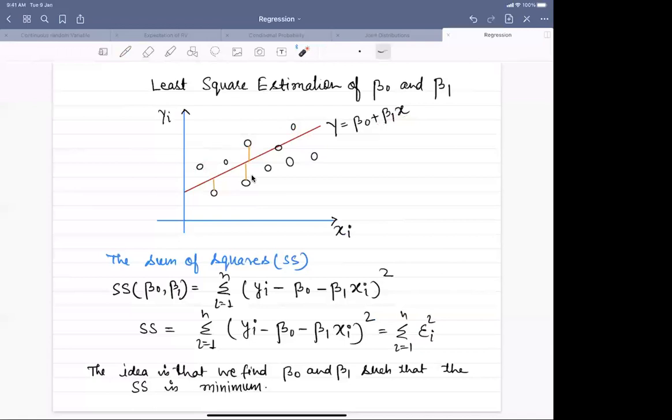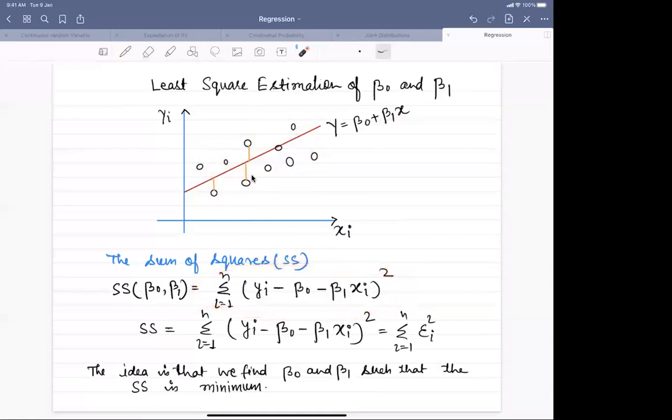What do we mean by this? The square of the vertical distance between the observation and the line. You can think of n number of possible lines that can pass through here, but we are looking for the line which minimizes the sum of squares.